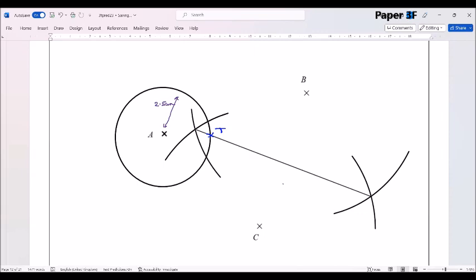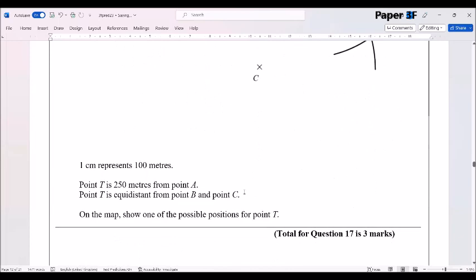And so we just put your compass in at point B and draw an arc around, obviously with your compasses open to more than halfway. And you can then construct your perpendicular bisector of the line BC. And so then T is at the point, show one of the possible positions for point T. So we've shown one of them.